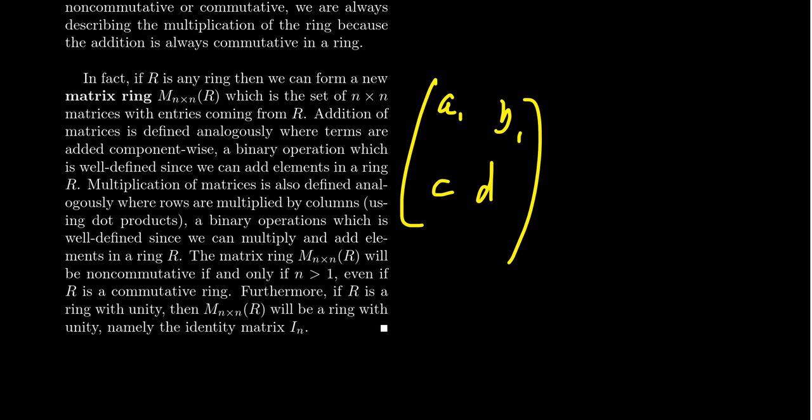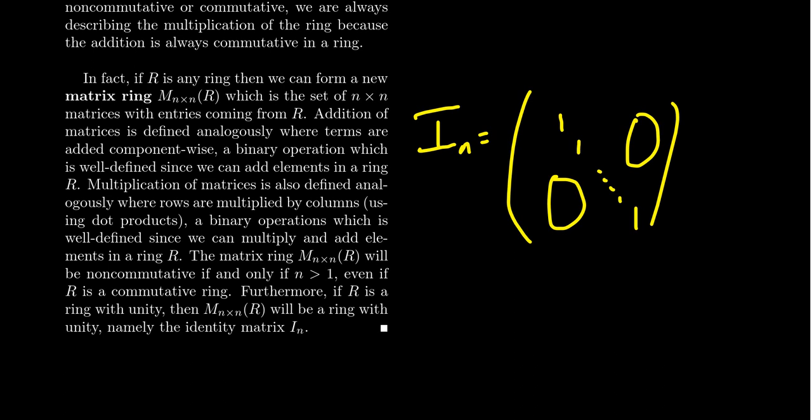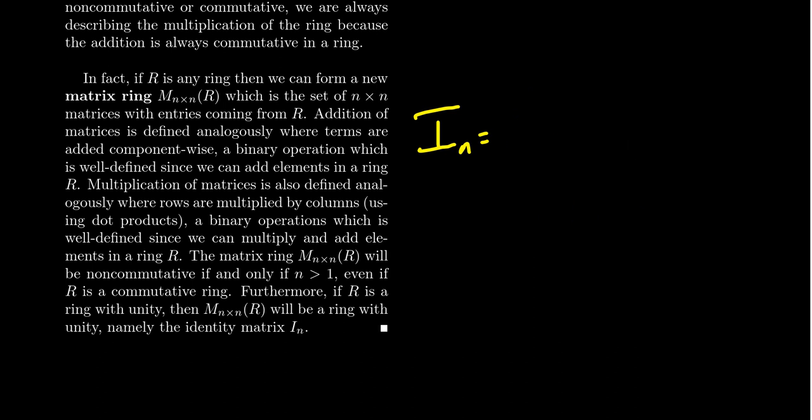If the ring R is a ring with unity, then this matrix ring will have unity as well, because it'll just be the identity matrix in the usual sense. So if R is a ring with unity, then the matrix ring will be a ring with unity. Now, even if the ring R is commutative, if n is greater than 1, that is, you have 2x2, 3x3, 4x4, your matrix ring is not going to be commutative, even if the ring is. But it's important to emphasize here that the matrix ring is well-defined, even if the ring is non-commutative.